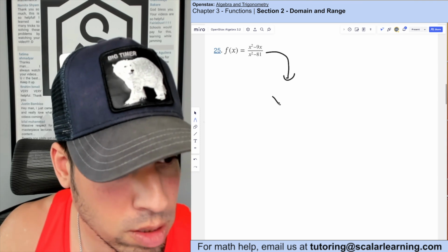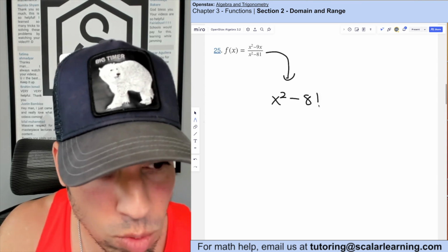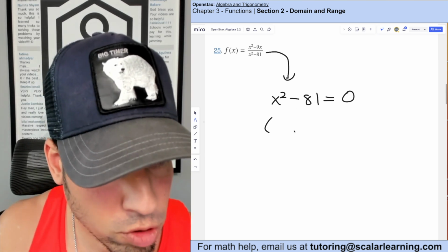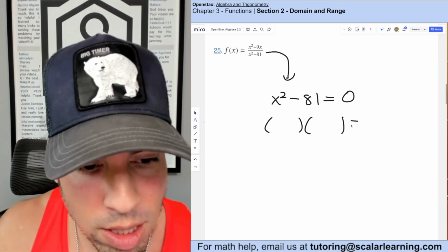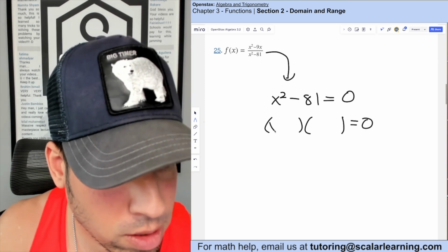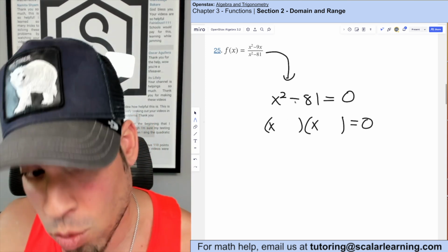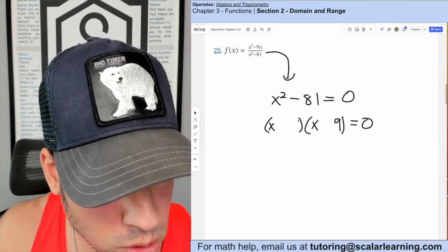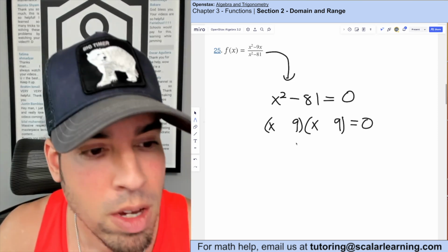For this function, once again, we're concerned about the denominator equaling 0. So what I'm going to do is say x squared minus 81. We want to see when this equals 0. Now, you might recognize this as a difference of squares, where we can factor it like so. The square root of x squared, which is x, goes here and here. And then the square root of 81 is 9, which goes here and here.